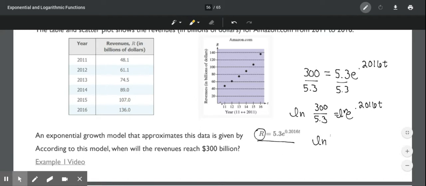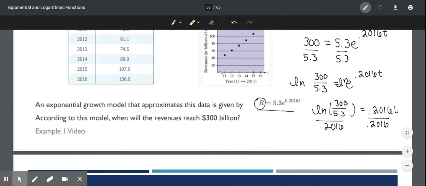So we would have the natural log of 300 over 5.3 equals 0.2016t. So divide by 0.2016. And when you do the natural log of 300 over 5.3 divided by 0.2016, we get that t is about 20. And in this case, if you look at t in your graph, they show you that t is in terms of years.